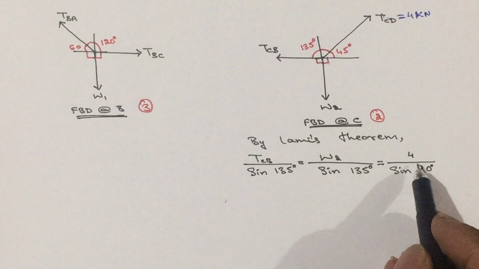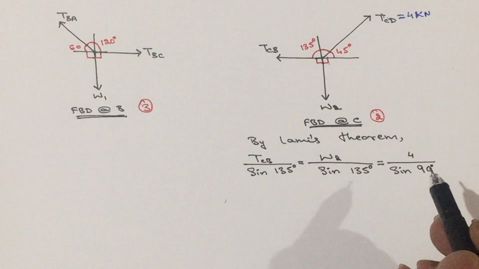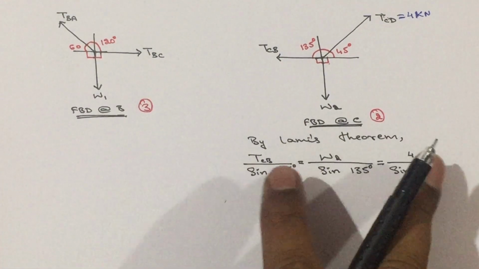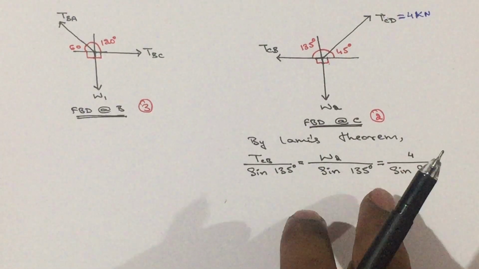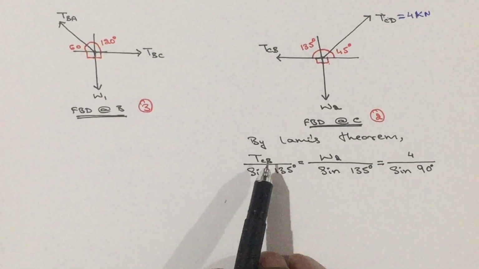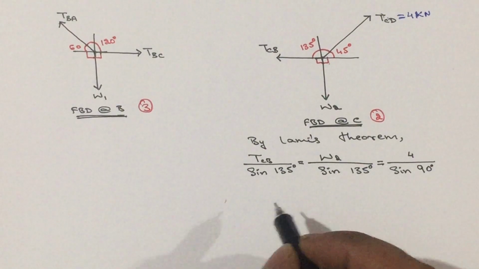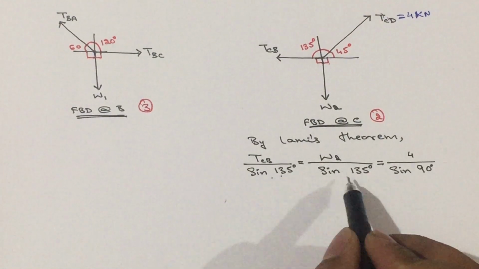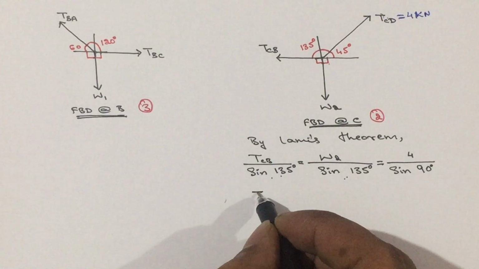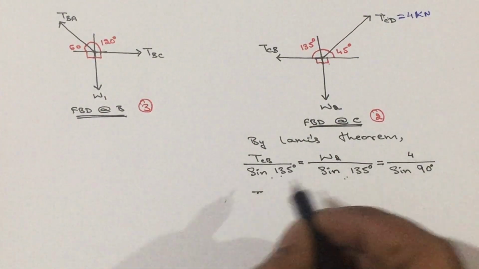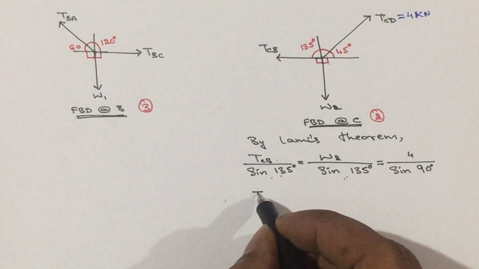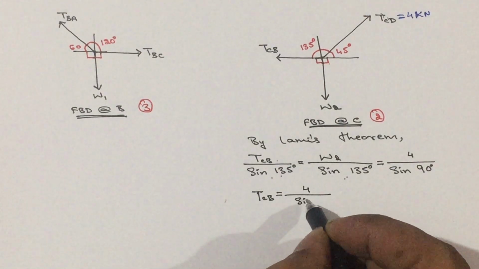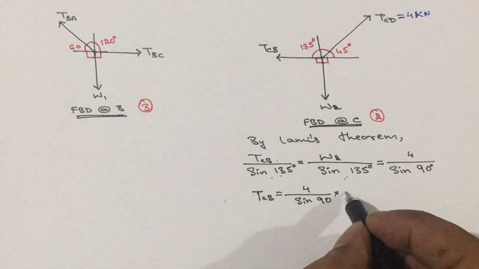We have 3 parts. Out of 3 parts, we need to select any 2 parts in such a way that there should be only one unknown. We can select the first part and the last part, and the second part and the last part. Let us go with the regular procedure, take the first part and the last part. Therefore TCB is equal to 4 divided by sine of 90 multiplied by sine of 135.